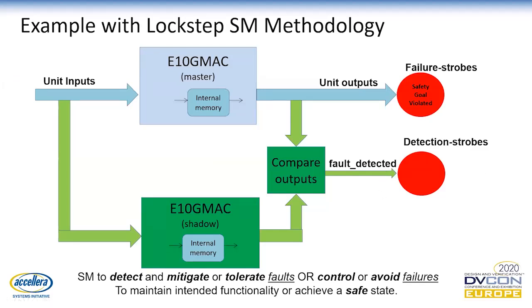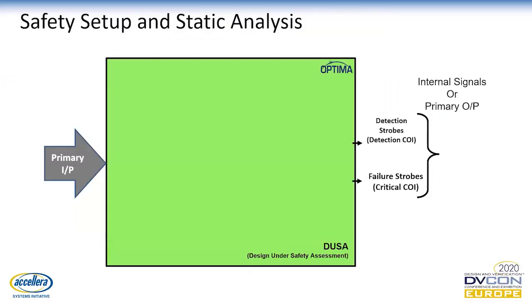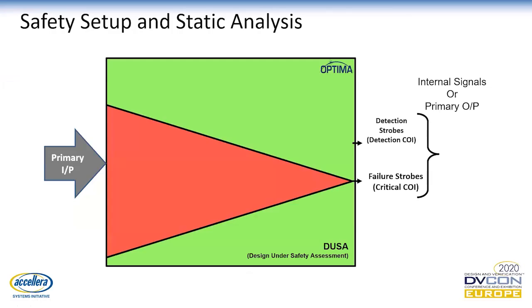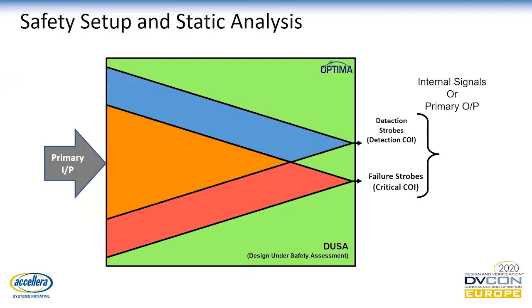Let's see how this safety setup is set up in the OSP, Optima Safety Platform. The setup is very, very simple. You consider the design under safety assessment, define certain failure scopes and detection scopes, and run static analysis. Static analysis will form a cone for the failure scope. That means all these parts of the design will propagate to the failure scope and make the safety rule violated. Similarly, all these faults will appear at the detection scope. We can detect them at the detection point.